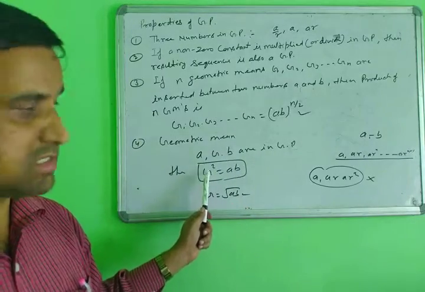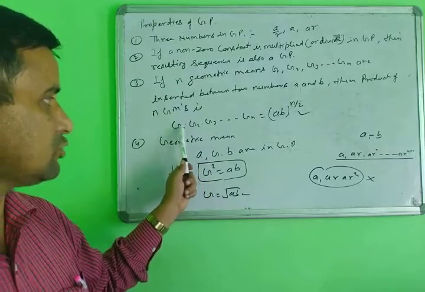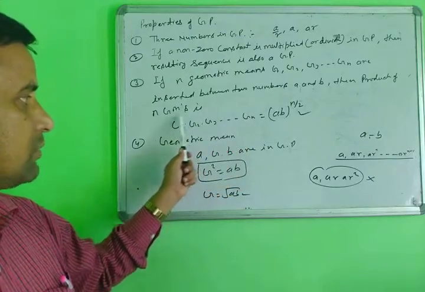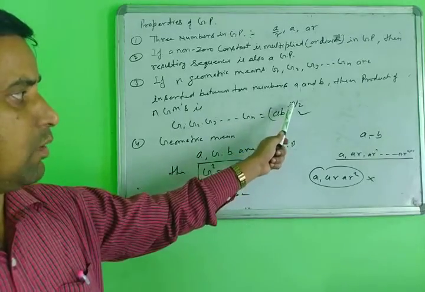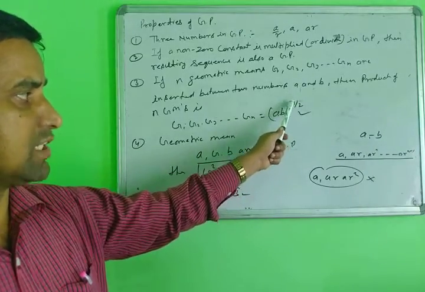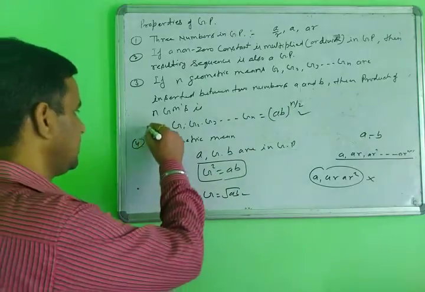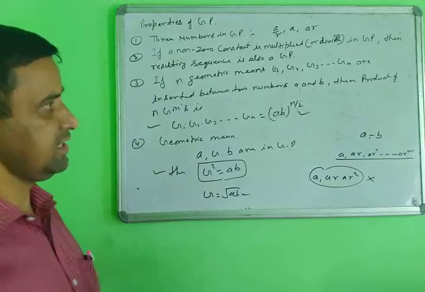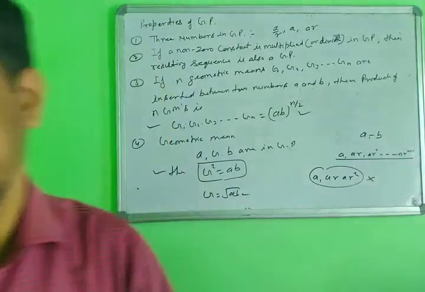What is the G here? G here is called the geometric mean. And suppose you require n geometric means, then the product of the n geometric means is the first number times the second number, whole raised to the exponent n by 2. So this identity is a very, very important identity. You will note it down. Then we will start the exercise.